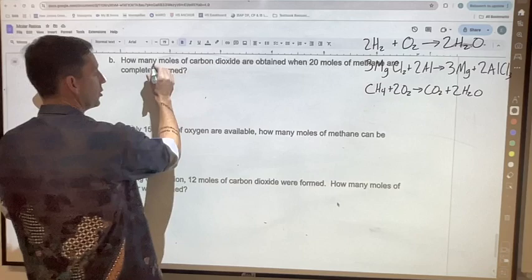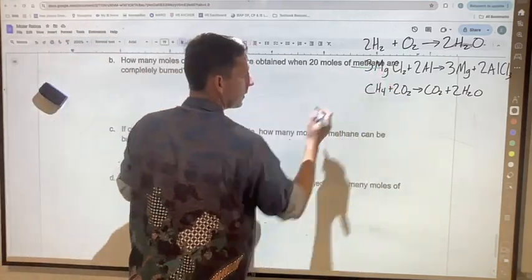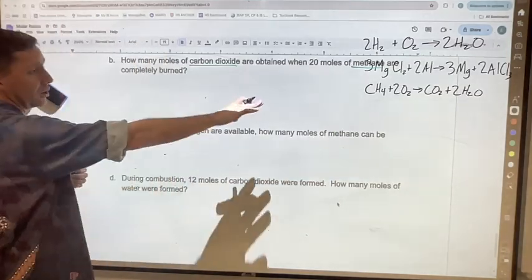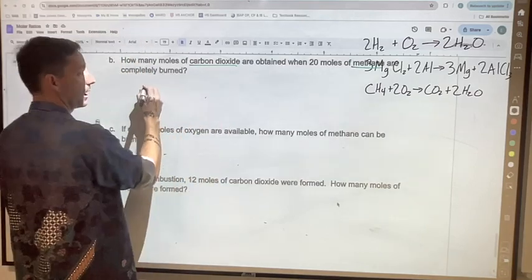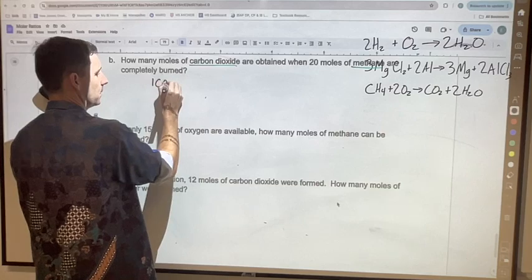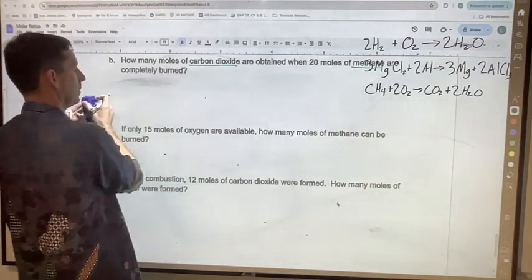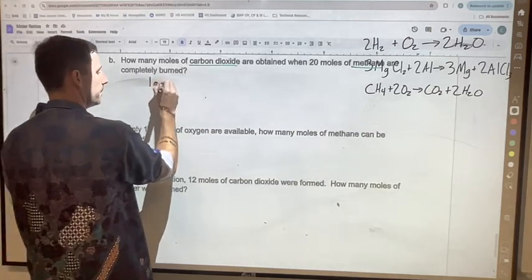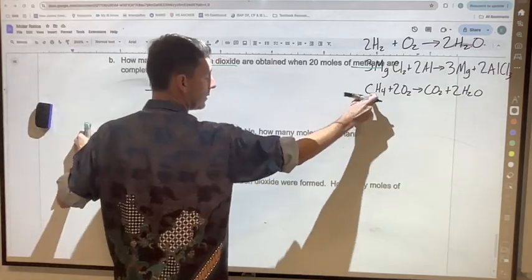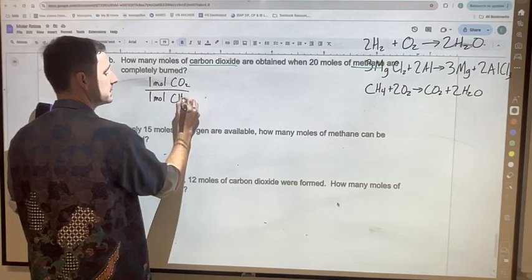All right, so the question is about carbon dioxide and methane. Carbon dioxide and methane. And so that's where we're going to look at. We're going to create a mole ratio for carbon dioxide. It looks like I need 1 carbon dioxide. 1 mole. Carbon dioxide compared to methane, which you can see is also 1 mole of CH4.